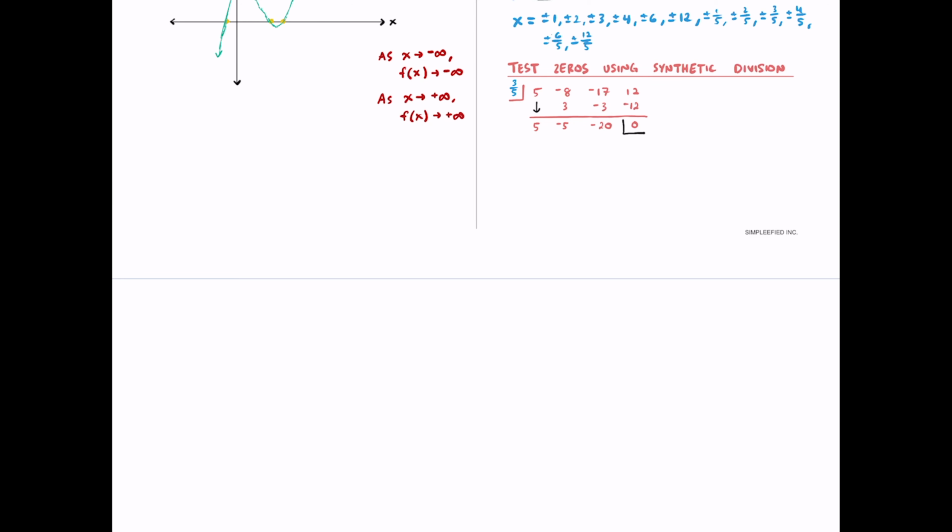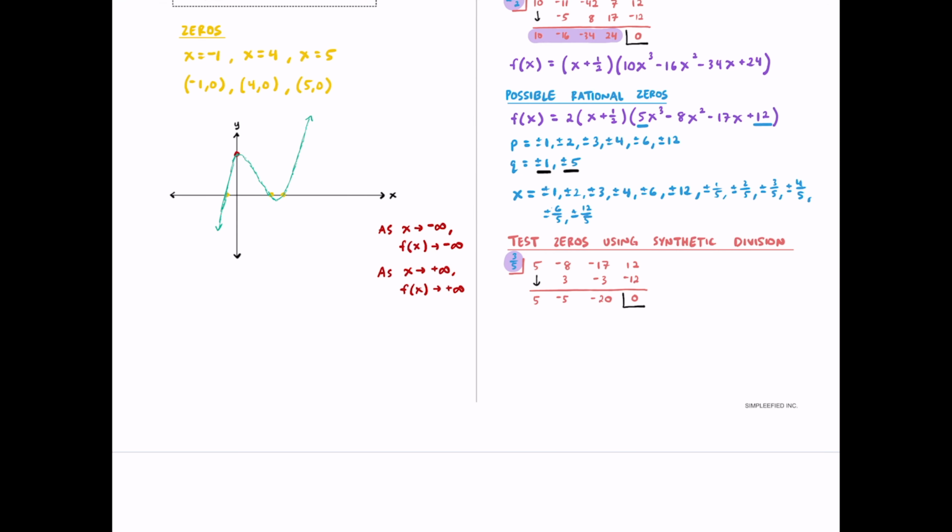So this 3/5 does tell us one of our zeros. Remember earlier we found out that this x plus 1/2 was one of our factors, and that was because the negative 1/2 worked. Well, now that we see this 3/5 working here, we now know another zero, or another factor. So from this, knowing that 3/5 is going to work, one of our factors is going to be x minus 3/5. Okay, that's what we're just finding out from what we just did.